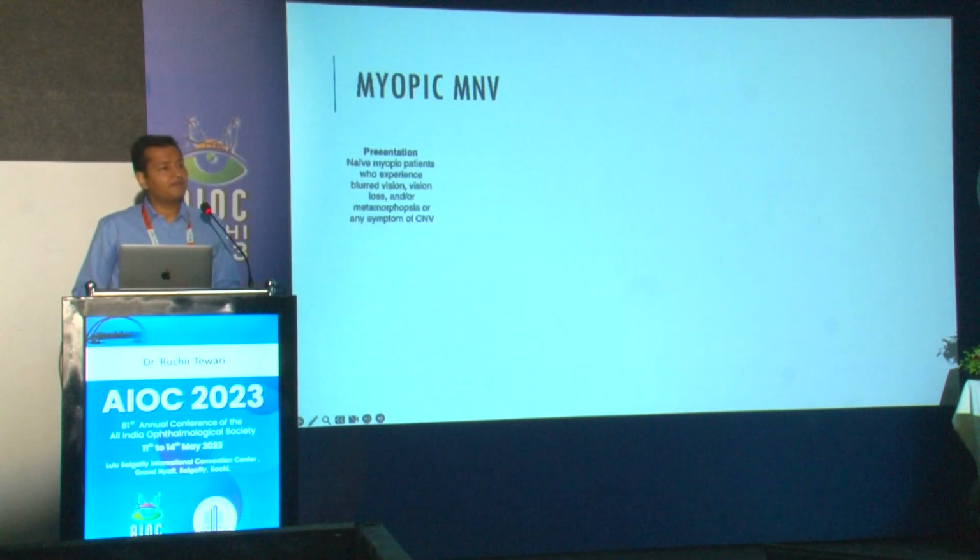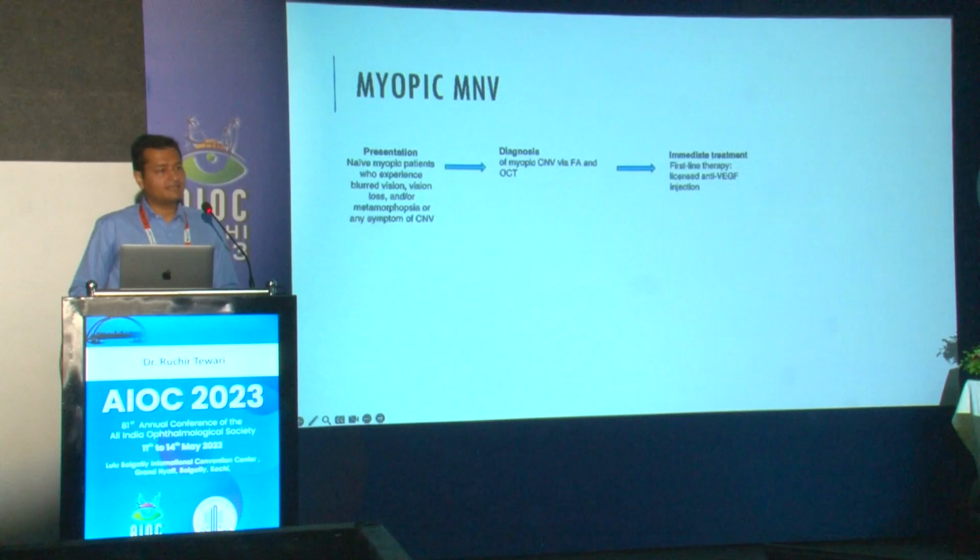So what is myopic MNV? Again, it is a type of choroidal neovascular membrane that is seen in degenerative myopia. Now, how is it different from other types of MNVs? You do require to do an angiography in most of the cases, because this being a very inactive form of CNV may not require treatment in most cases.